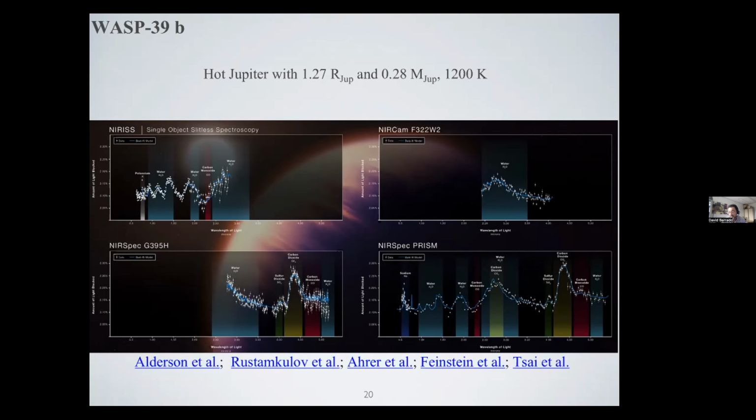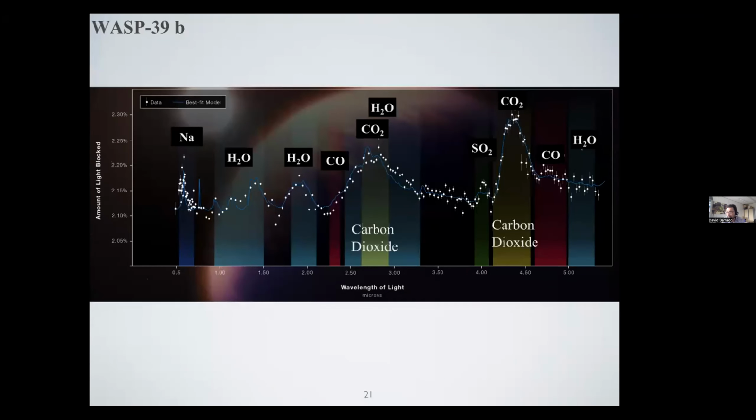And when we compare, this allows us to do the comparison with the models and again get the whole inventory of the molecules. And these are the results in this particular case: sodium, water, carbon monoxide. And in this particular case also, probably this is the first unambiguous confirmation of carbon dioxide. It was detected before in a more ambiguous way, but in this particular case, it seems that it has been detected beyond any doubt.